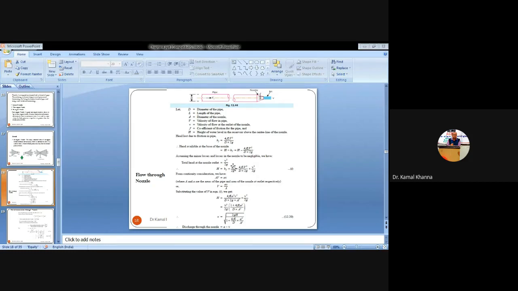So similarly, we can calculate the flow using the diverging nozzle. The expression remains same, but the area or the diameter will be different if you are installing the converging nozzle or the diverging nozzle. The rate of flow will remain same.